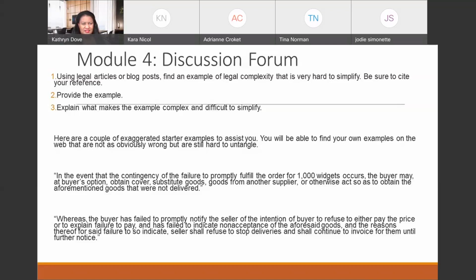Take out the whereas. Are you talking about the first one or the second one though? In the event of the contingency, that first one. Okay, that one. Okay, I would say take out, if there's a failure of the order not being properly filled, the buyer can cover with other goods, conforming goods. That's just a quick summary.